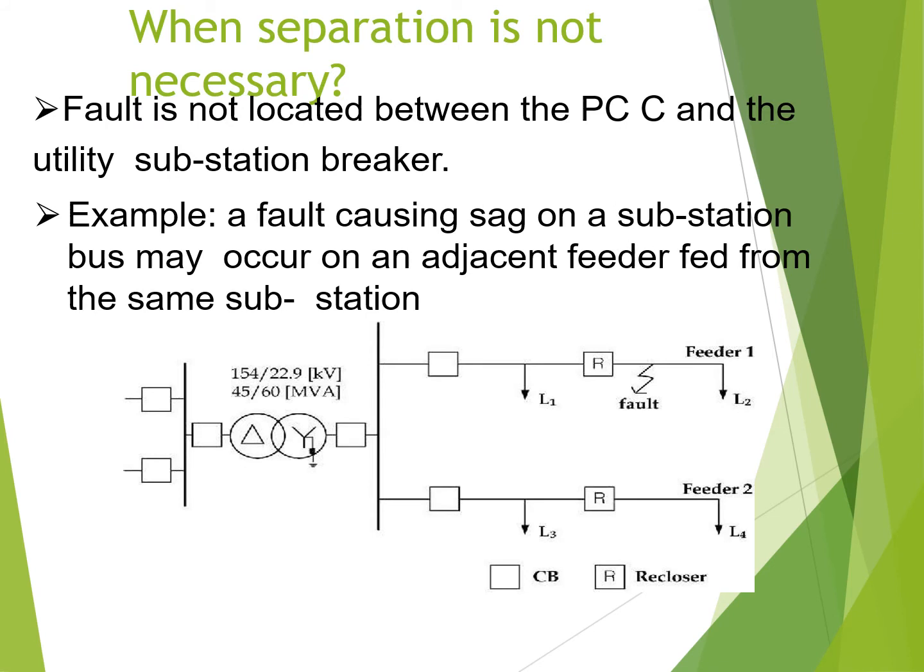Here we can see two feeders, feeder 1 and feeder 2. Suppose a fault occurs at feeder 1. What happens? It reduces the bus voltage, right? Which means feeder 2 may also get tripped. If a fault occurs in one feeder, it reduces the voltage in the other feeder, and that is picked up by this relay, tripping the feeder. So this is the case where separation is not necessary, meaning the fault is not located between the coupling point and the utility substation breaker.